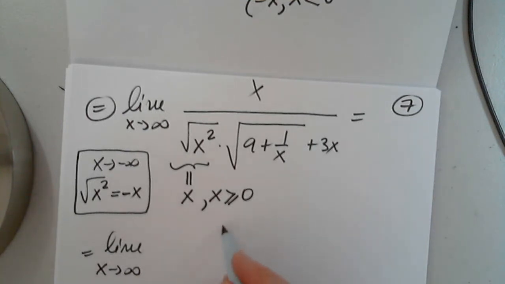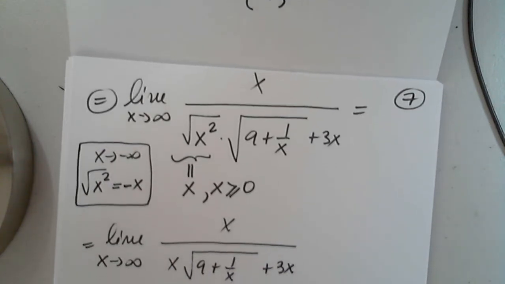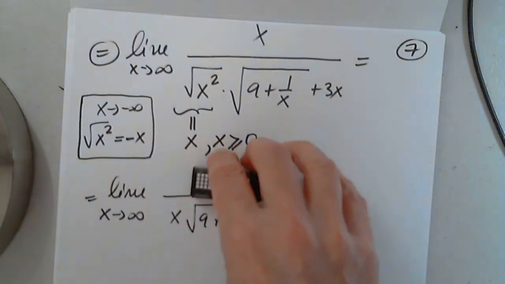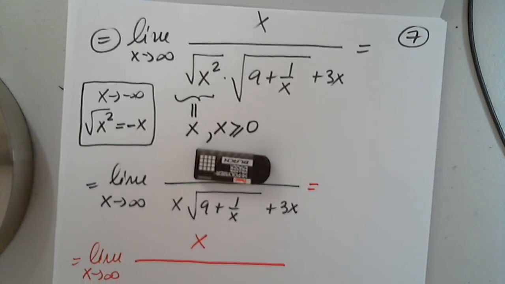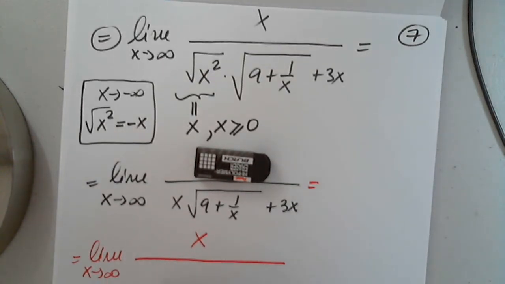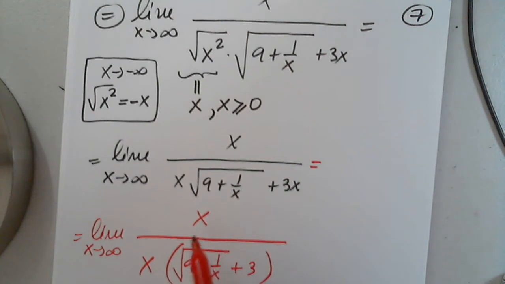So limit as x approaches infinity of x over x times the square root of 9 plus 1 over x plus 3x. What do you think I am going to do next? Factor out a 3, or an x, sorry. Brilliant. Who was that? Katie. Thank you. Why would I even want to do that? Here it is. Now I drop the limit operator because I'm applying it.